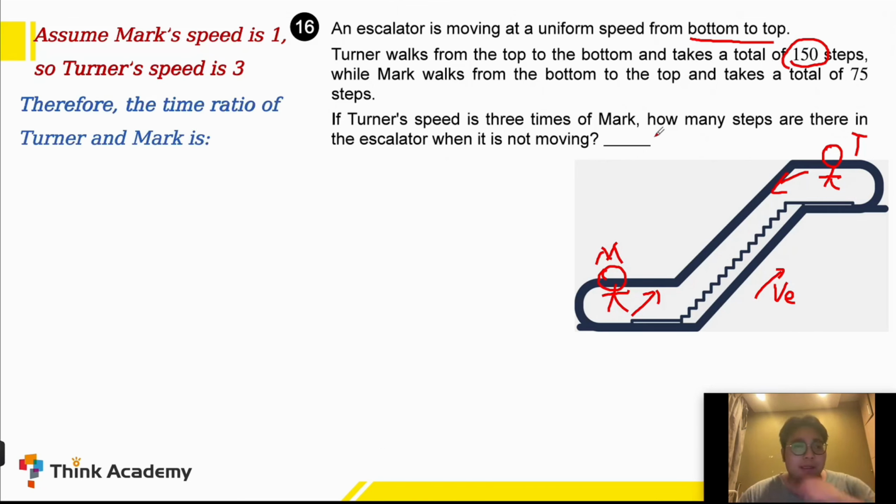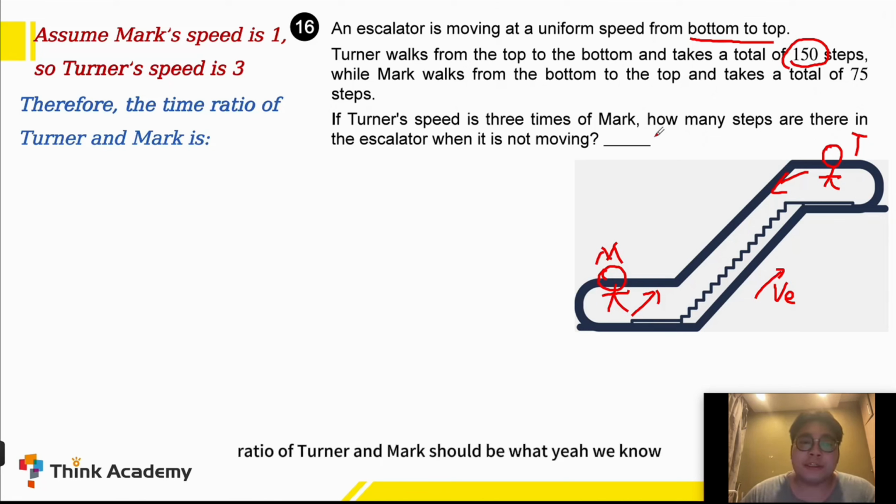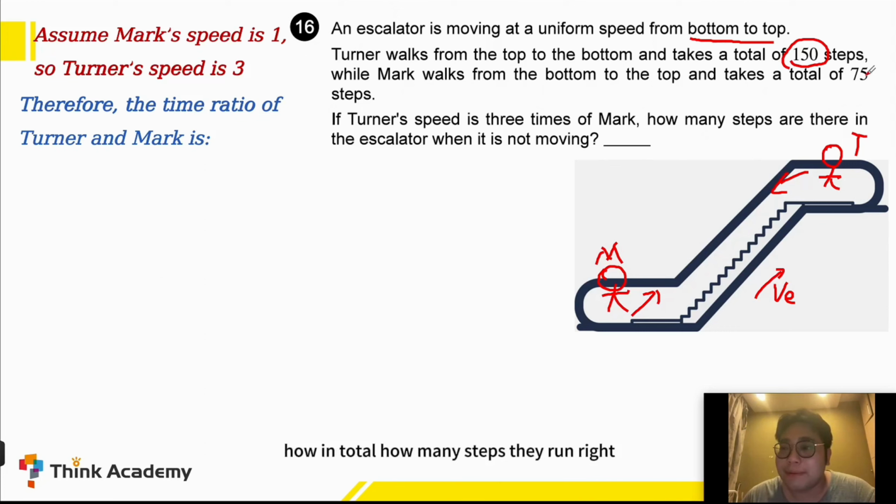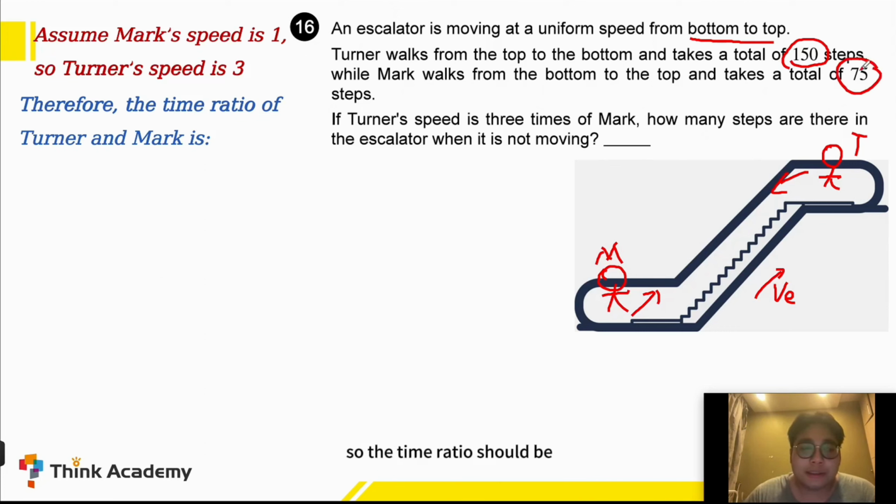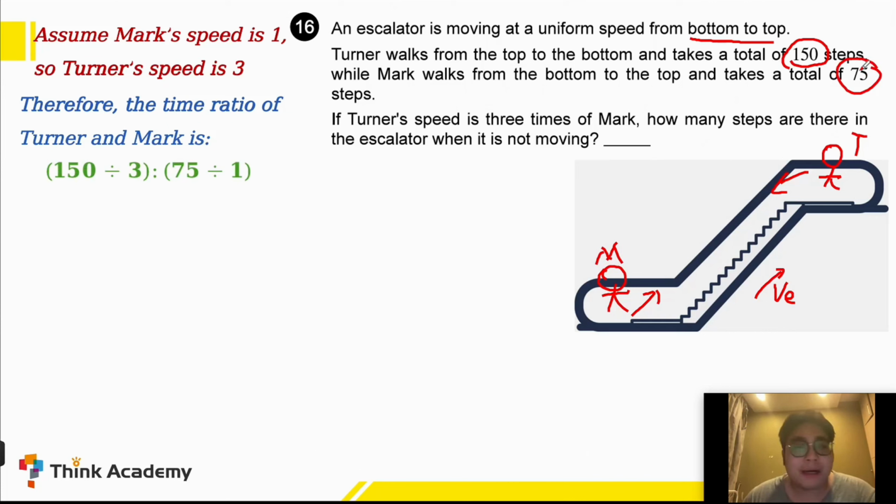So the time ratio of Turner and Mark should be what? We know in total how many steps they run, right? So the time ratio should be the steps divided by the speed: 150 divided by 3 to 75 divided by 1. So it should be 50 to 75. Actually, it's 2 to 3.